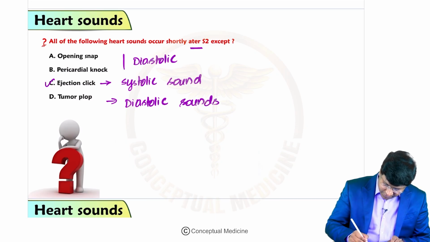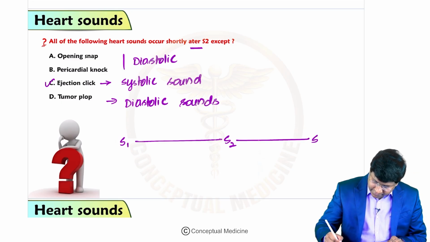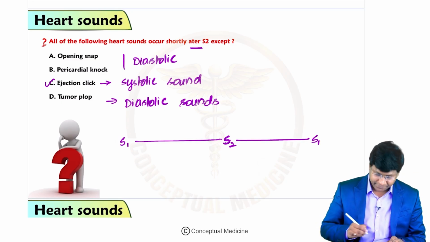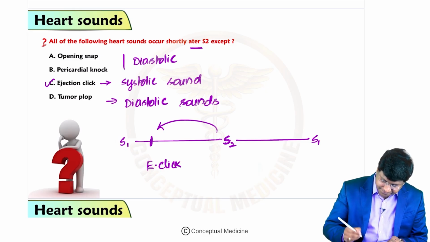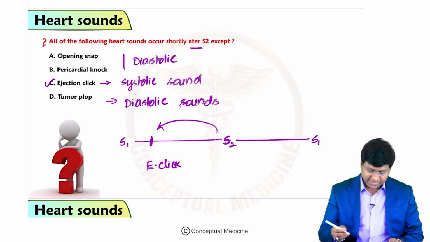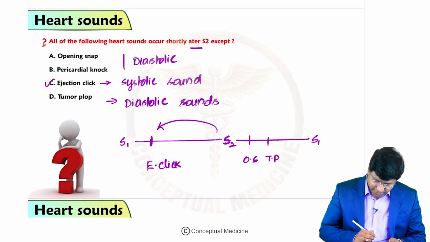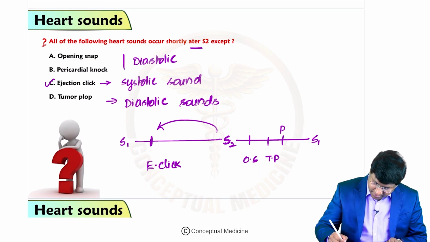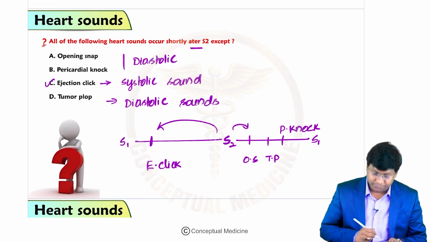So this is the first heart sound, then we have the second heart sound, then the first heart sound. Exactly in the early part of systole you have the ejection click, and this ejection click is heard before S2, whereas all other sounds like the opening snap, the tumor plop or the pericardial knock are all heard after S2, right?